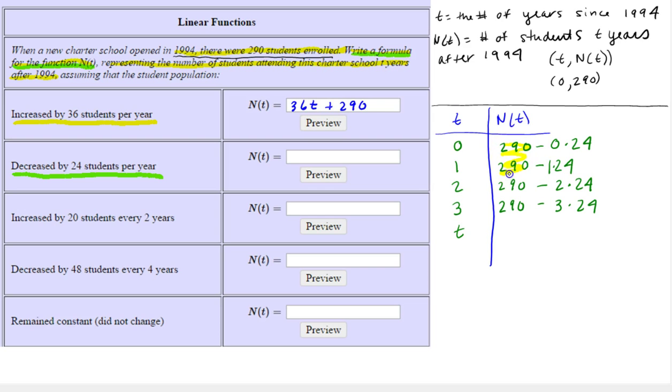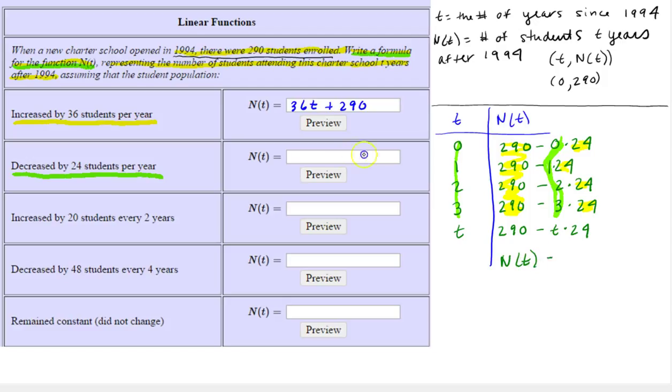So now, in general, we can see 290 stays the same, that's our initial value. 24 stays the same, that's our rate of change. Also, the minuses are staying the same. We're subtracting that off every time. And what varies is this value, which corresponds directly with t. So if we want to make a general formula, we can write 290 minus t times 24. And in general, we can write this formula.